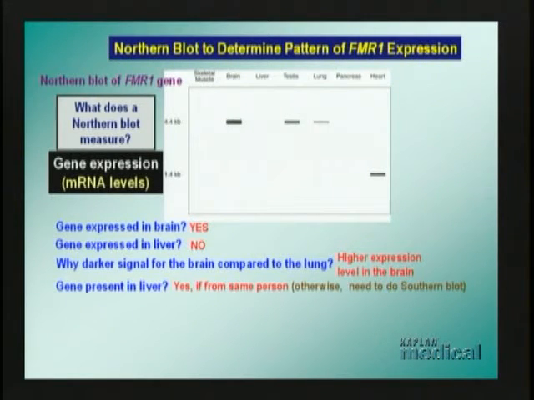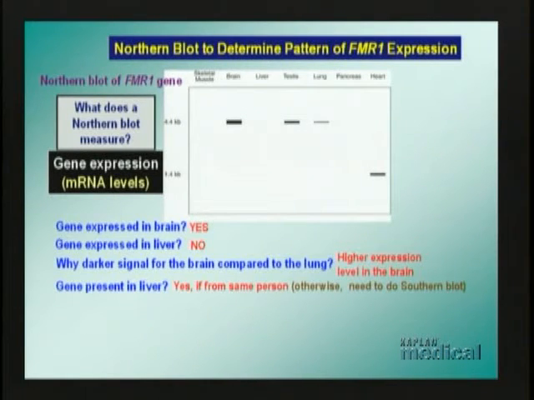If they showed you a northern blot and they say these bands, these messenger RNAs are coming from the same individual, then the answer is yes, the gene is present in the liver. Even though it's not being expressed, it is present in the liver if it's from the same individual.